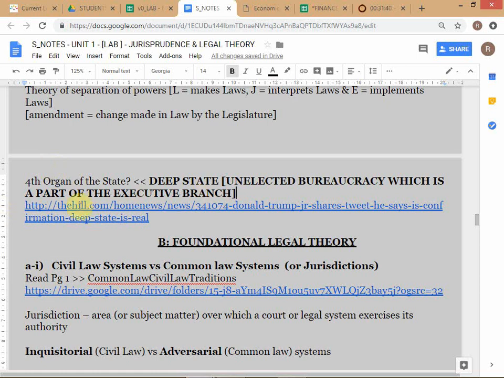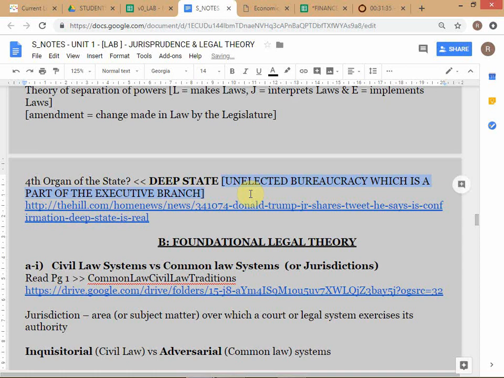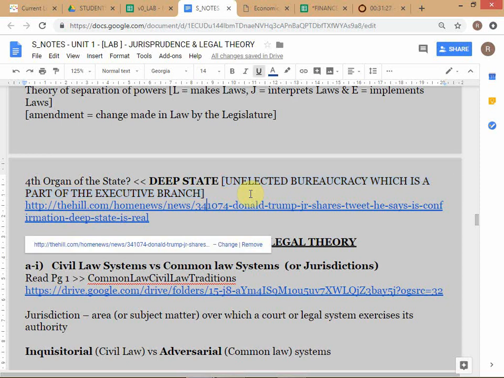So you have to be aware of something called the deep state. Although we talk about three branches of government, we have seen the deep state in action big time in the US, during 2016 and also after 2016. So this is just something to be aware of. I've given you a little news story. You can read that.